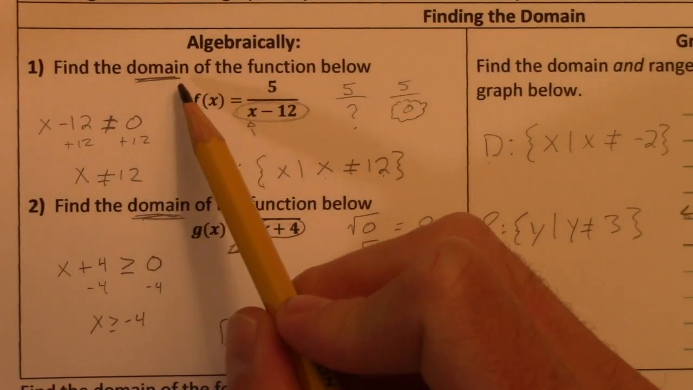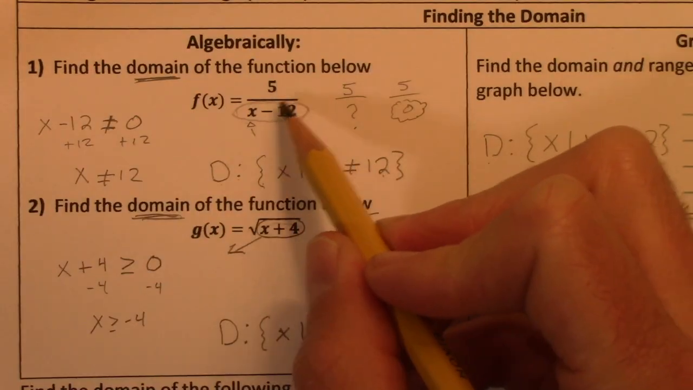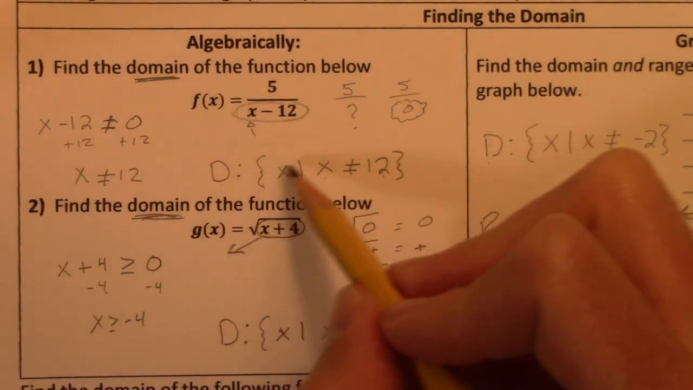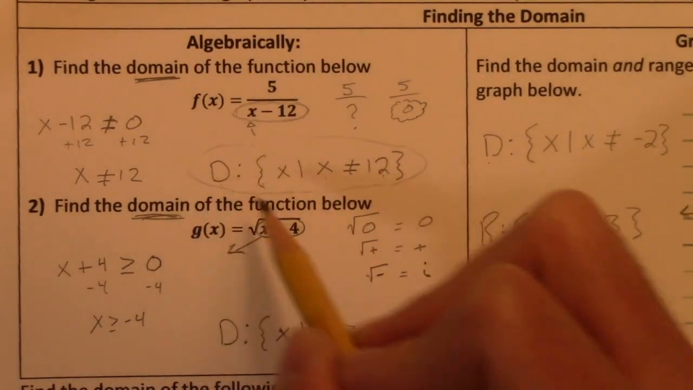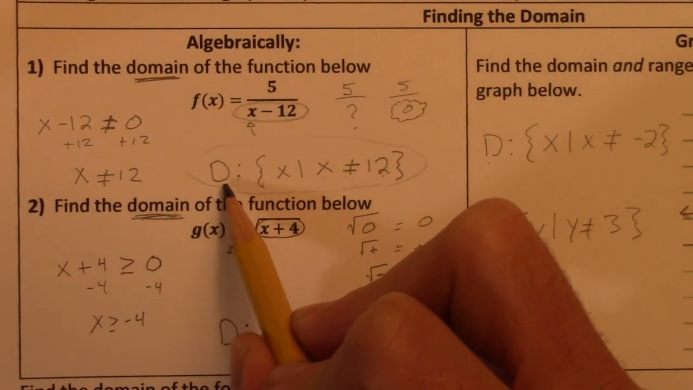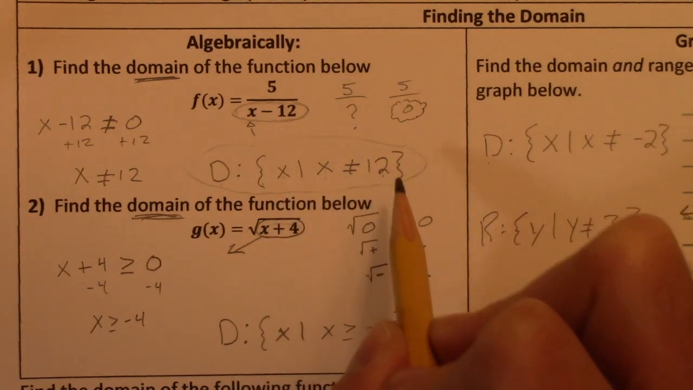Algebraically, find the domain of the function below. We have f of x equals 5 divided by x minus 12. I already filled in the notes. We know this right here is going to be my answer. I'll read the answer for you. The domain is the set of all x's such that x cannot equal 12.